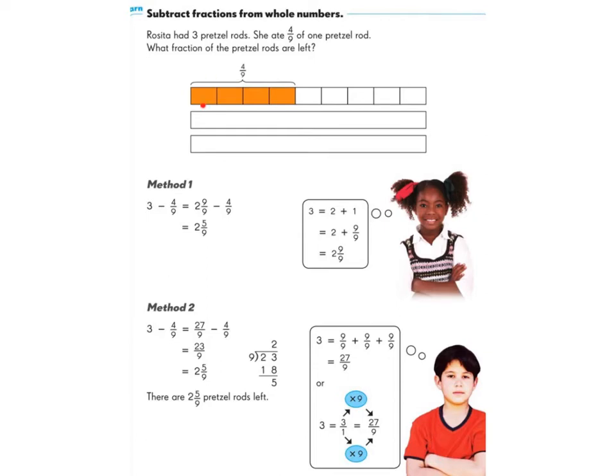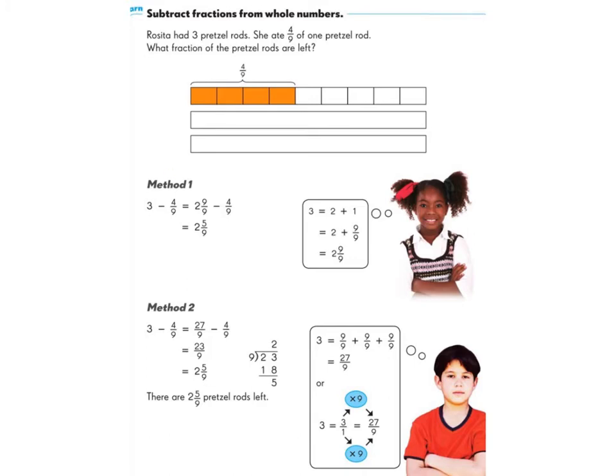So looking at the picture, obviously right here we have 3 pretzel rods. 1, 2, 3. She ate 4/9 of a pretzel rod. Visually we can see she has 2 wholes left over and a fraction of a third. So there are 2 methods. Let's look at method number 1.